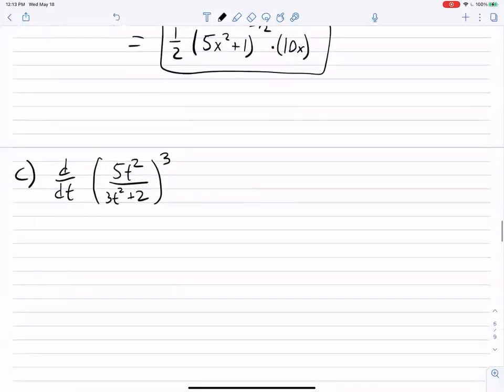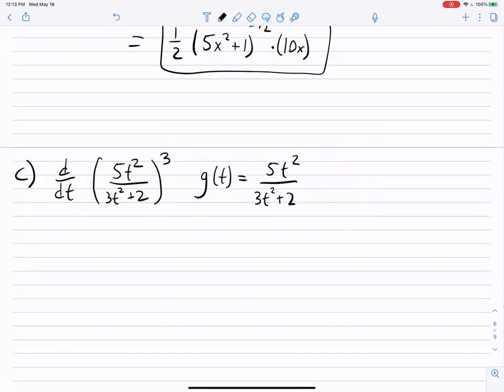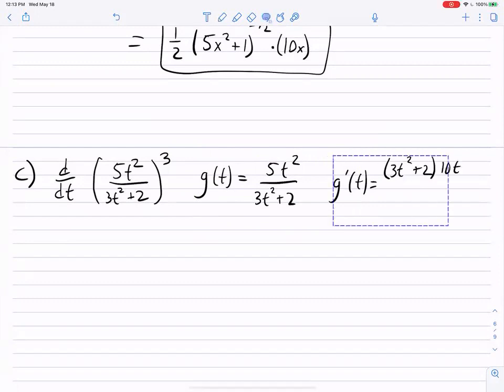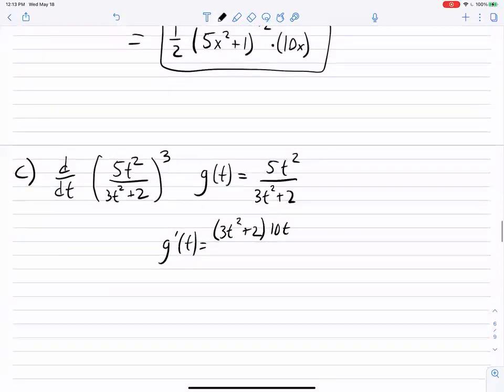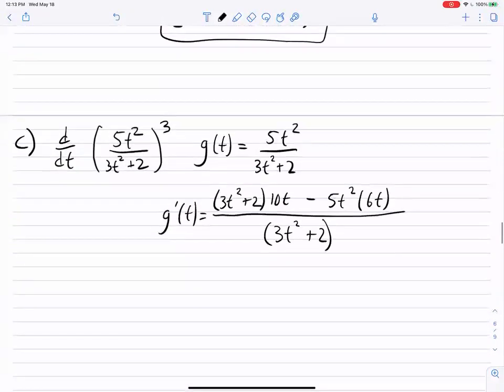This one's a little bit more complicated. The inside function g of t is slightly more complicated because it itself is a quotient, so in order to take its derivative, I have to do the quotient rule. That's the kind of annoying part. So g prime of t, what is that going to be? It's low d high, so 3t squared plus 2, times the derivative of the high, which is 10t, minus high, 5t squared, d low, which is 6t, all over low squared, 3t squared plus 2 squared. So that's just what g prime of t is.